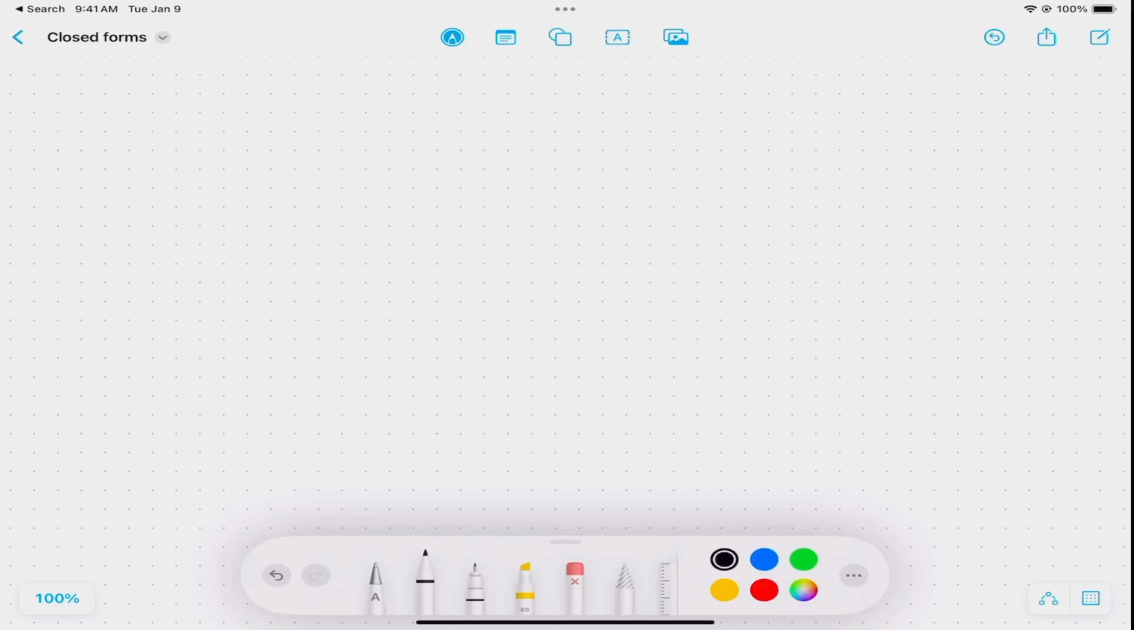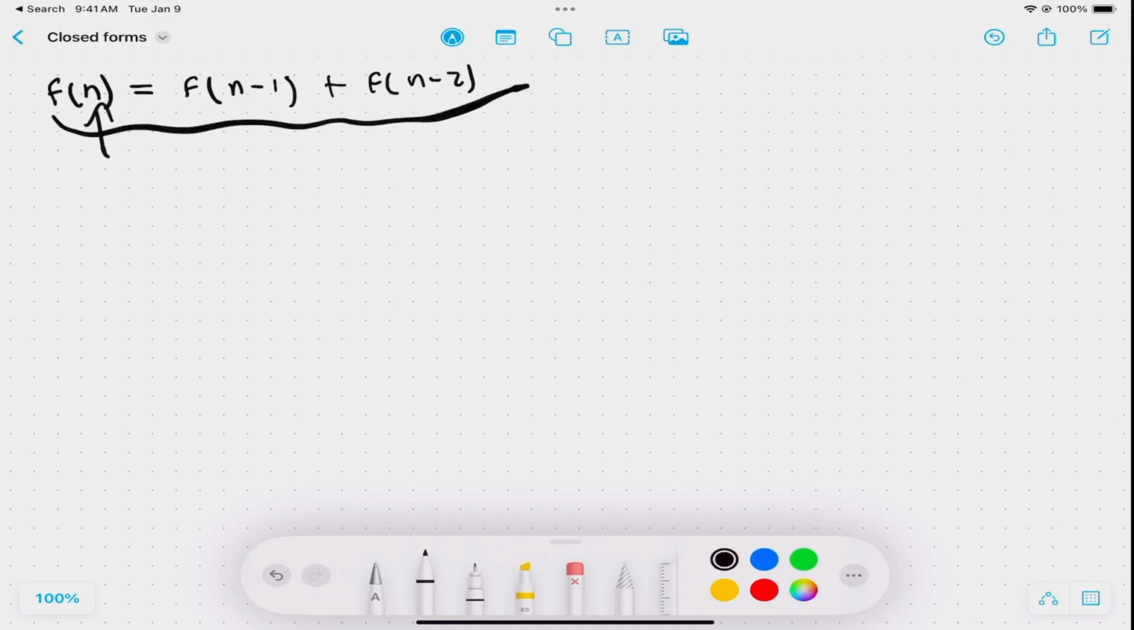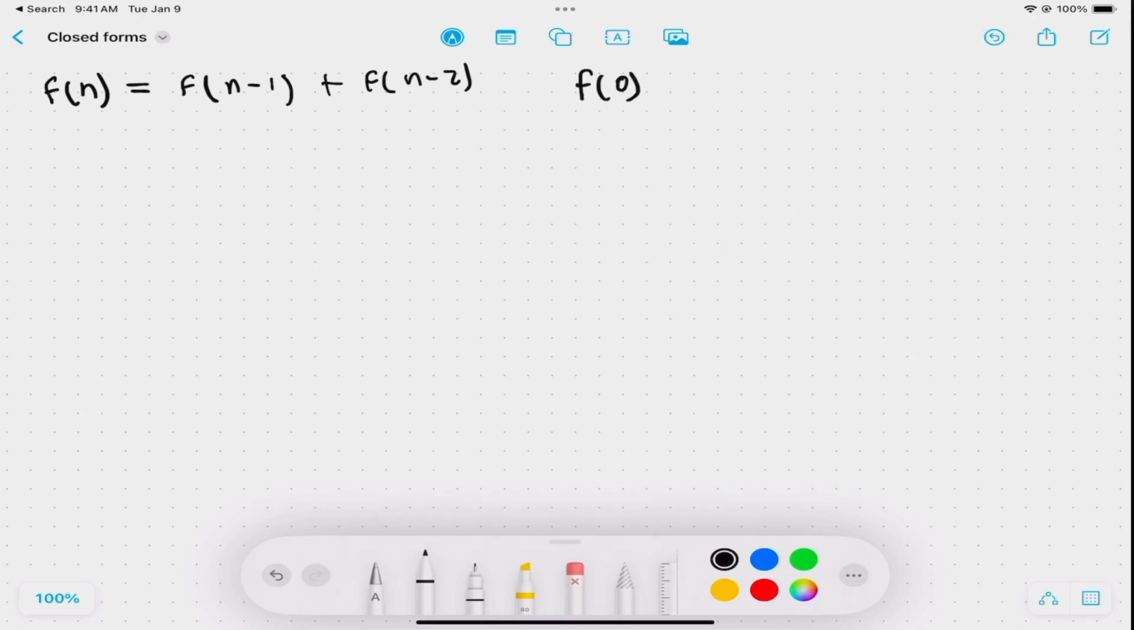Hello everyone, today I'm going to show you how we can find a closed formula for the Fibonacci sequence. The Fibonacci sequence is a pattern of numbers where the next number in the sequence is the sum of the two previous numbers. So in math, that would look like this, where the nth number is the sum of the previous two numbers. So f of 0, or the 0th number, is 1, and f of 1 is also 1.